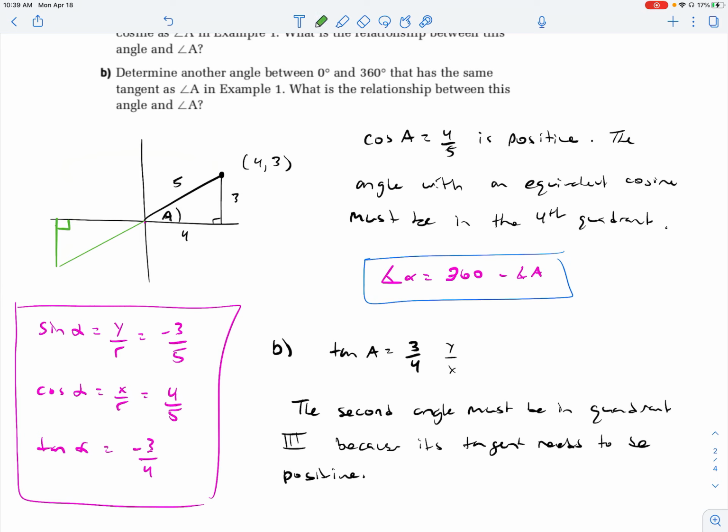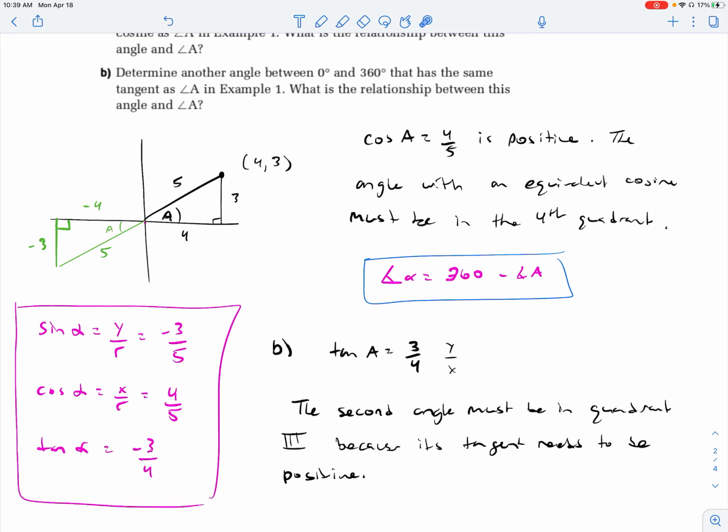Okay. What are my side lengths? Well, this y value would be -3, and the x value would be -4. The hypotenuse is still positive. So now I have congruent triangles. This angle in here is basically angle A.